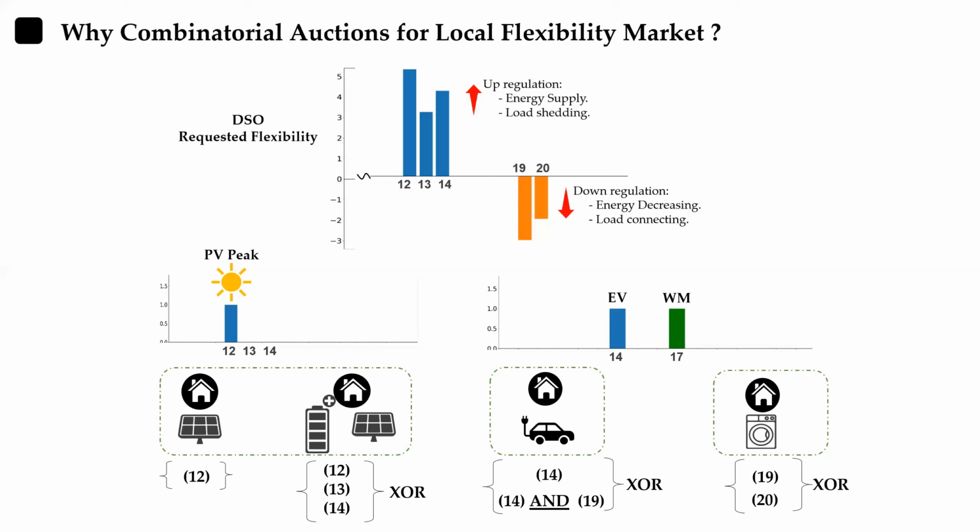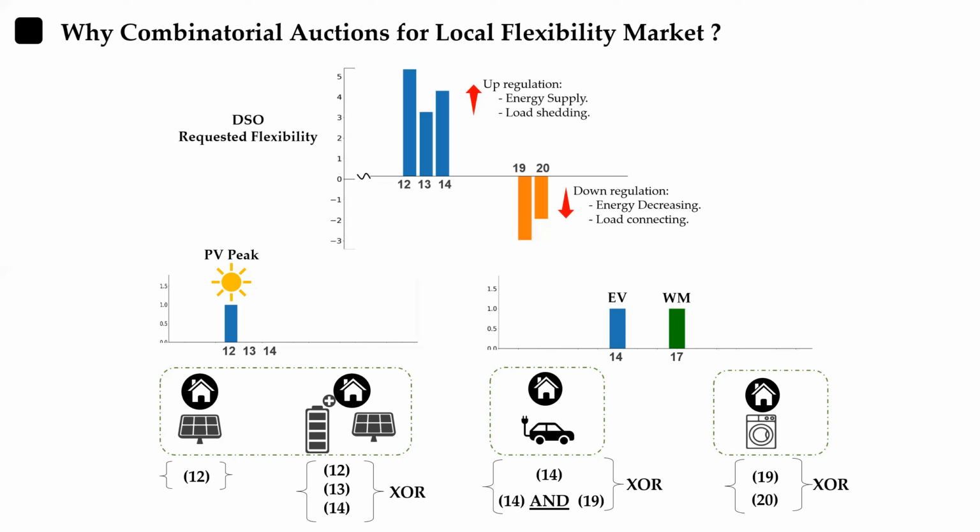Now we have this DSO request, and we have these flexibilities that can be provided by the prosumers. And now the prosumers from the left: the PV owner can only bid for slot 12 because it just meets the noon and he or she does not have a battery. But the PV with storage prosumer can bid for any of these three slots, 12, 13, and 14, using the storage, emphasizing that those bids are mutually exclusive.